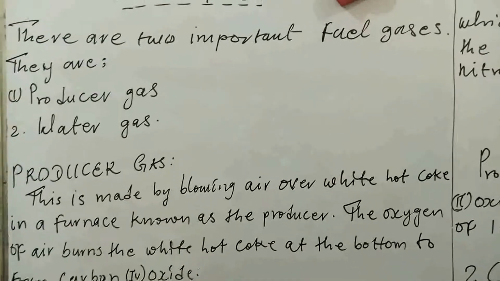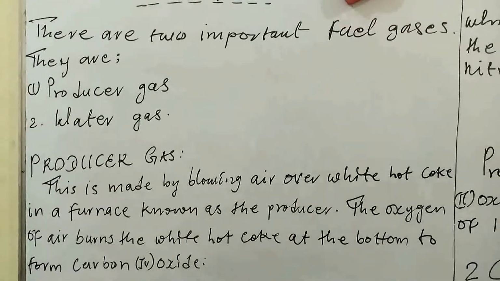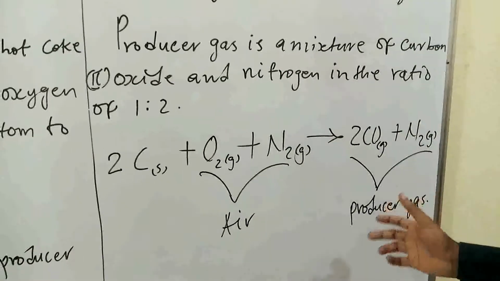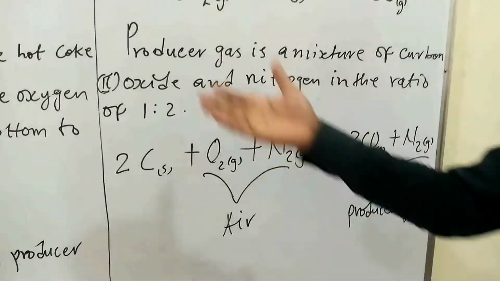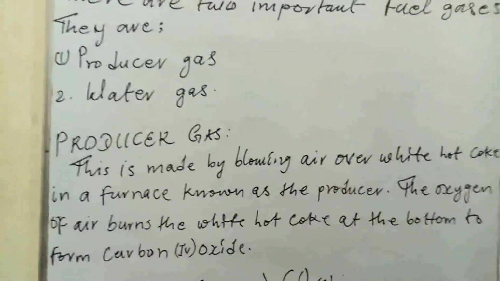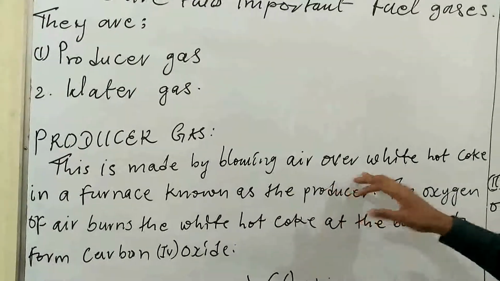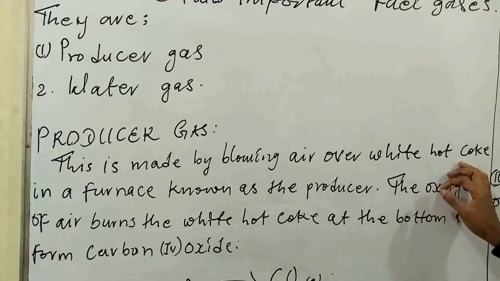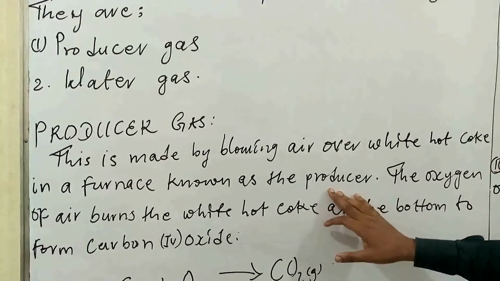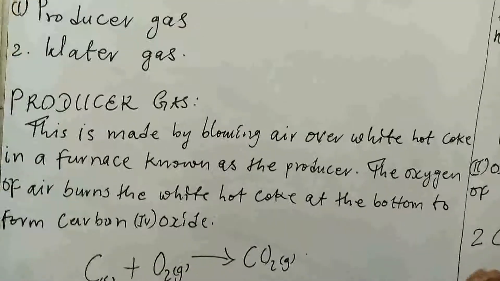Now, the producer gas constitutes, I told you earlier, carbon 2 oxide and nitrogen gas. But it didn't just jump from the air. No, it takes a process before it is formed. First of all, we said this is made by blowing air over white hot coke in a furnace known as the producer. You shall soon see the producer and how it looks like.